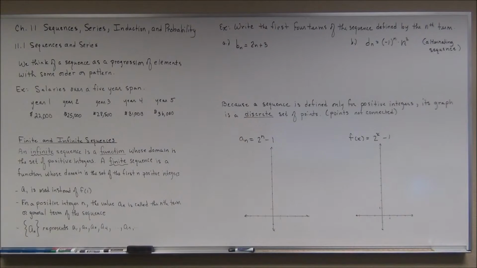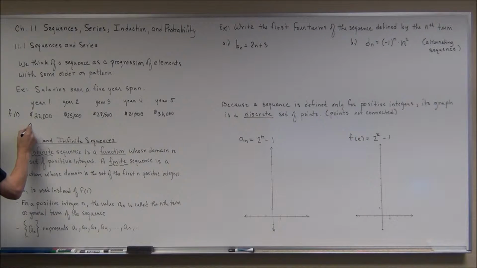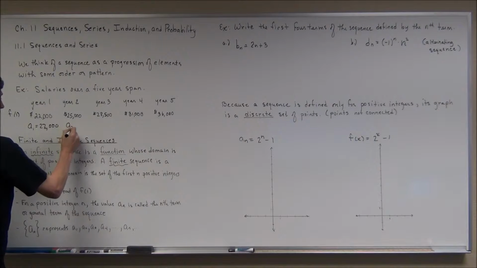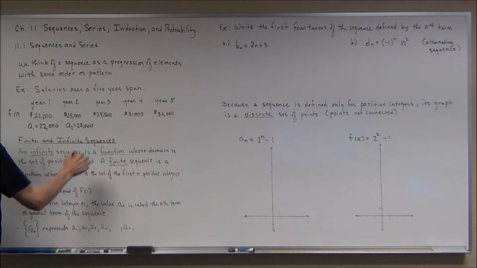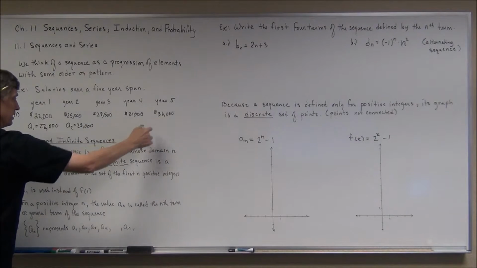And what we would normally do is say, if our domain element is 1, then we would say f of 1 would be this. But instead of saying f of 1, we use a sub 1 to represent that same notation, being 22,000. A sub 2 being 25,000. A sub 3, a sub 4, a sub 5.